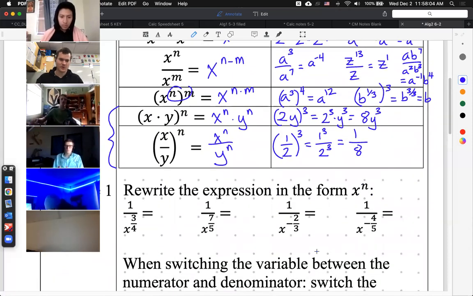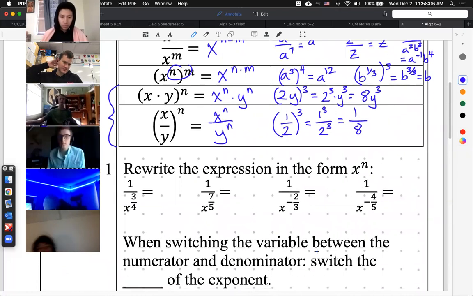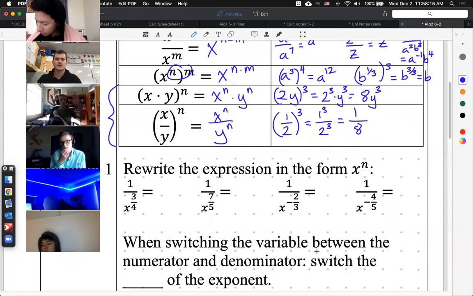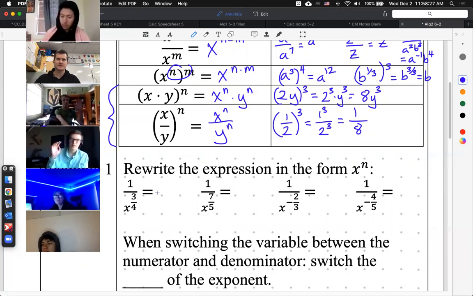All right, on to example 4. We have 4 parts. Try the first part of example 1. I want to get into this form x to the power of n. I see one hand. And they're all going to be basically the same thing. So once you get the first one, I think they'll fall from there like dominoes.